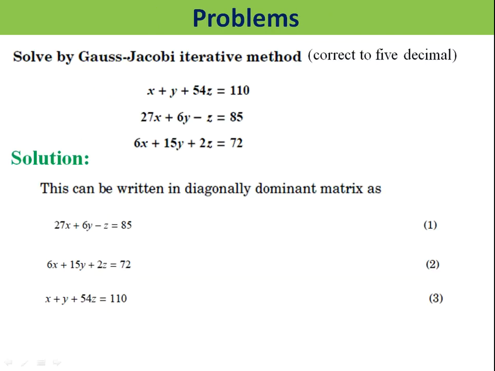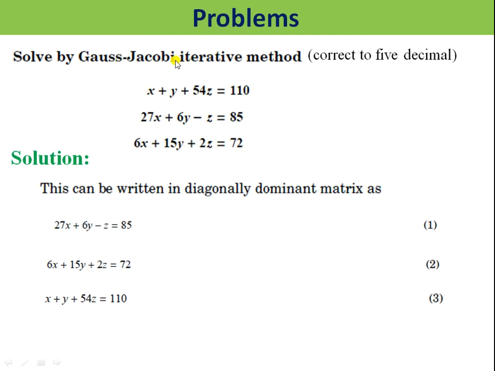Now let us take one problem. Solve by Gauss Jacobi iterative method, correct up to the fifth decimal. The system of equations are x plus y plus 54z equal to 110, 27x plus 6y minus z equal to 85, 6x plus 15y plus 2z equal to 72.